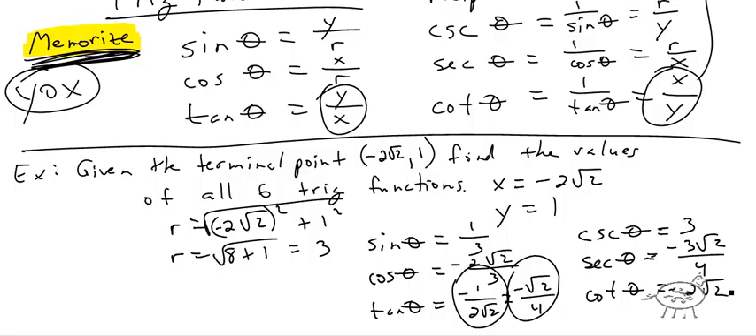Okay? And that's it. Watch your signs, and just memorize those 6 trig functions. Really, you have to memorize just 3 of them, and then you know the reciprocal is the other 3 functions. All right?